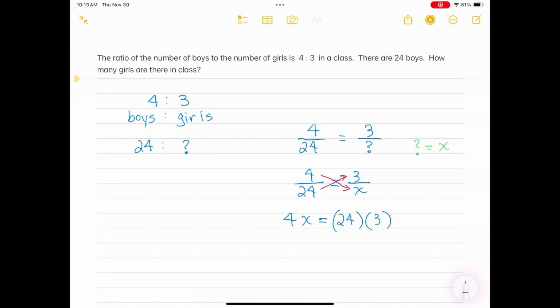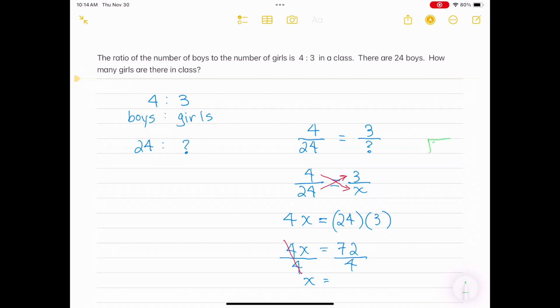Now I start by multiplying 24 times 3, and I do that calculation on the side. 24 times 3 equals 72. So I continue the problem by writing that out on the next line. 4x equals 72. Now I isolate x by dividing by 4. And whatever I do on one side of the equation, I must balance by doing on the other side of the equation. So 72 is also divided by 4.